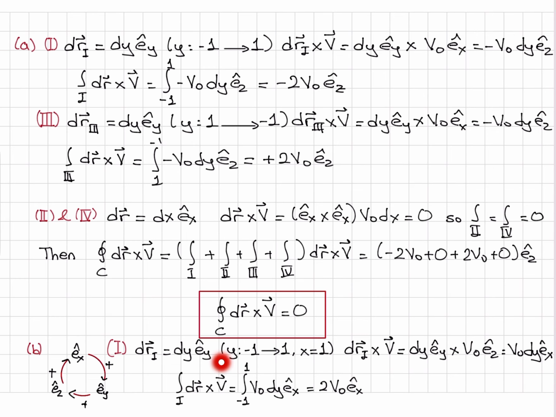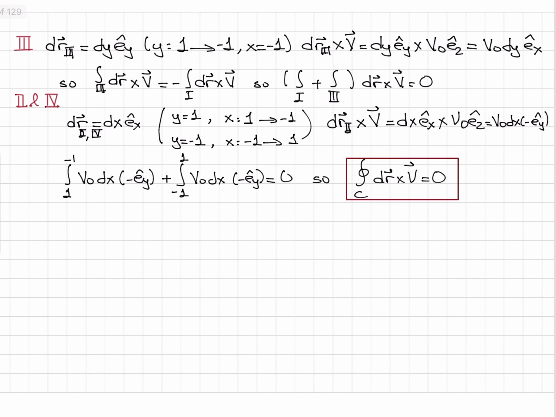So we use dy ey hat and dx ex hat, and for each segment we consider minus 1 to plus 1 with x fixed, or plus 1 to minus 1 with x fixed. As for segments 2 and 4, y is fixed at 1 and minus 1, x goes from 1 to minus 1, and then minus 1 to 1, because we have exactly the same form of the dr vector, and these are in opposite directions. They cancel out. Likewise also in 1 and 3. Therefore, the final answer for the closed path integral is once again 0.